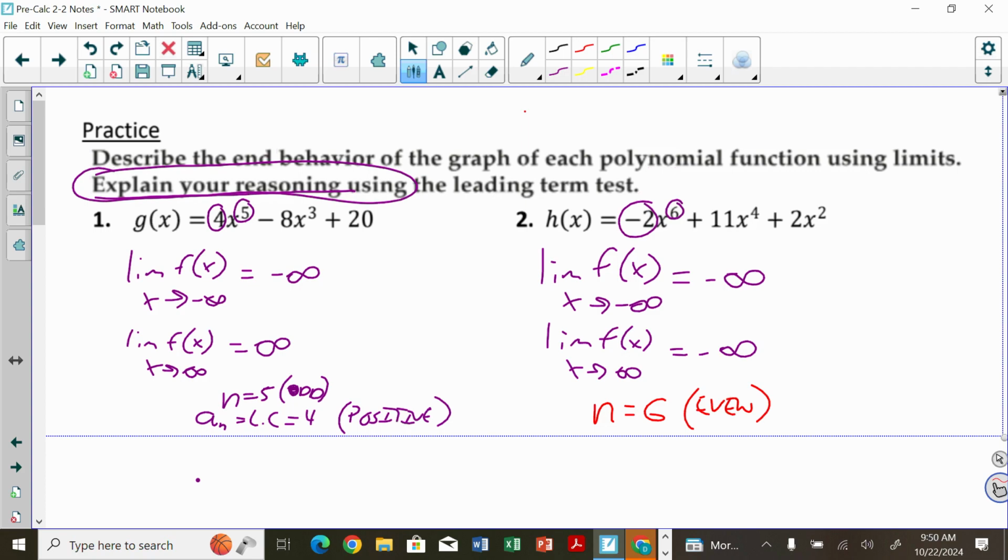And then the other part is a sub n, which again, that's our leading coefficient. It's another way of saying it, is negative. It's -2, which is negative. So we know this thing points down. Okay. So that's kind of how we do the first set of problems there, giving the limits based on the leading coefficient and the exponent.